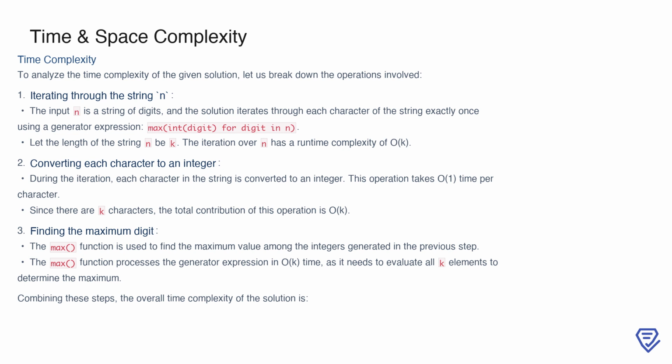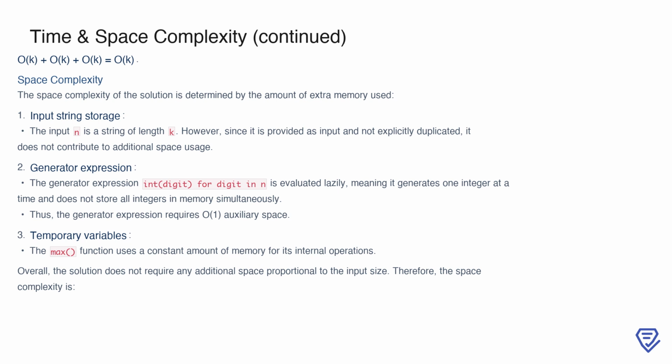When you combine these 3 steps, iteration, conversion, and finding the maximum, the overall time complexity sums up to O(k). Now let's focus on the space complexity analysis. The input string n itself doesn't add to the space complexity because it's provided as input and not duplicated during the computation.